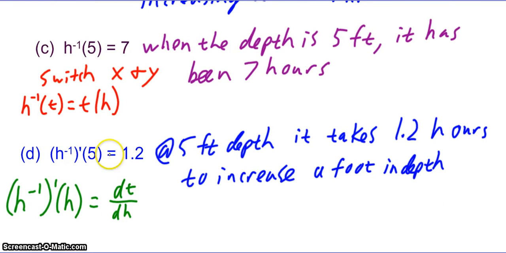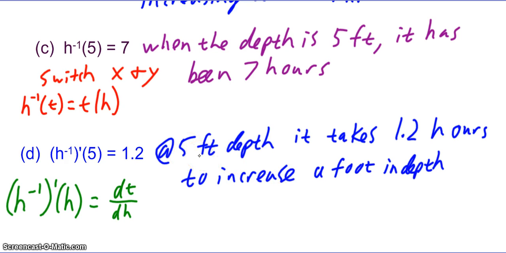h inverse prime of 5 equals 1.2. Well, if h inverse of t is actually t of h, then h inverse prime of h is actually dt dh. So it's the change in time with respect to the height. It's a little bit confusing to phrase this, but should make sense. So 5 is still representing a depth or a height. So at 5 feet depth, it takes 1.2 hours to increase a foot in depth. So basically it's 1.2 hours per foot is the rate, or the instantaneous rate of change at 5 feet in depth.